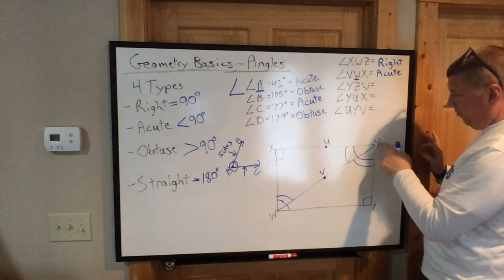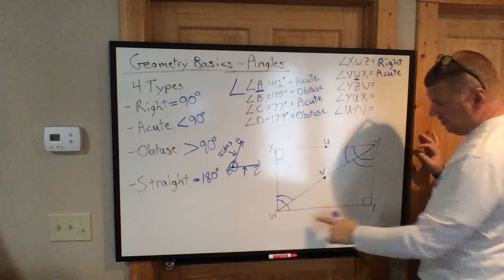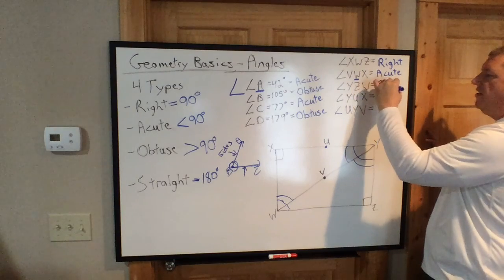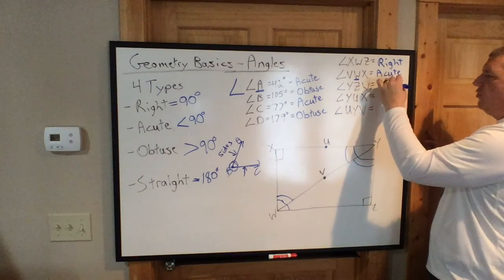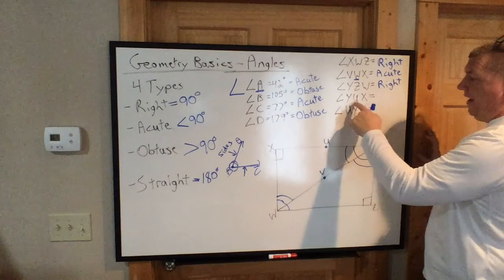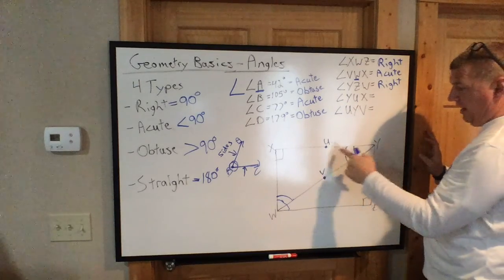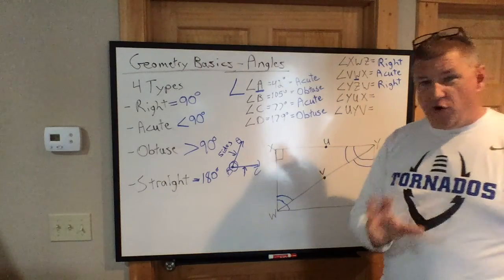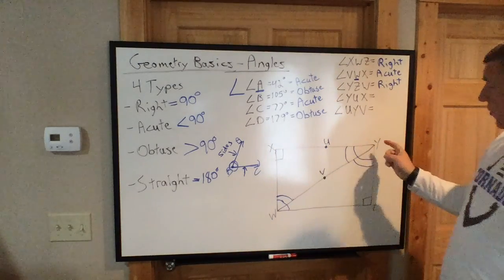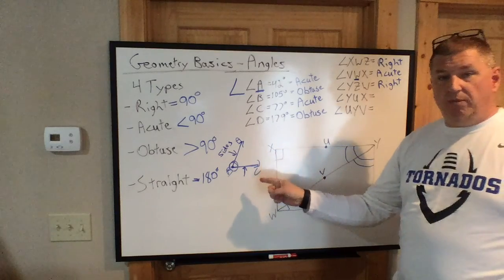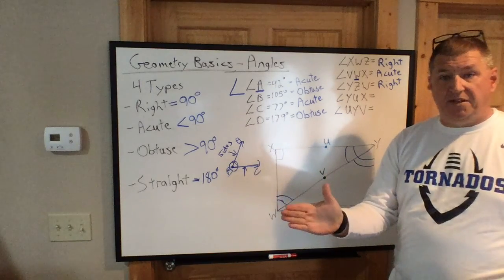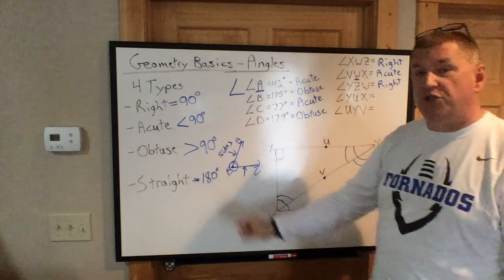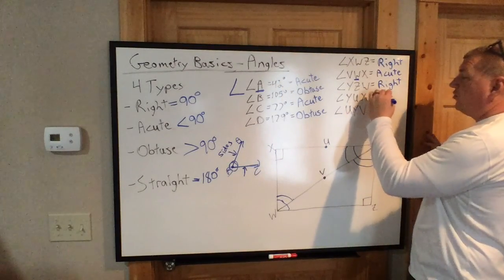YZW. From Y to Z to W. Again, it's already marked right here as a right angle. So that one makes our life a little bit easier. So that becomes a right angle. YUX. Y to U to X. Now this one can be a little bit tricky if you're not truly paying attention. You'll notice that that is just one side of my rectangle. So it's a straight line segment. So if it's straight, that means it has to be a straight angle, and the angle measure is 180 degrees. So this is a straight angle.